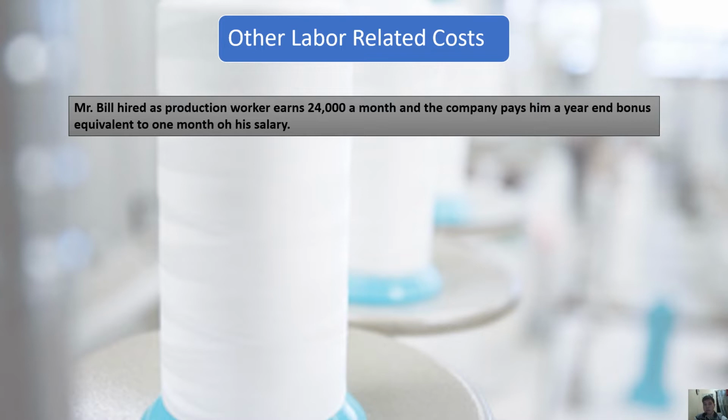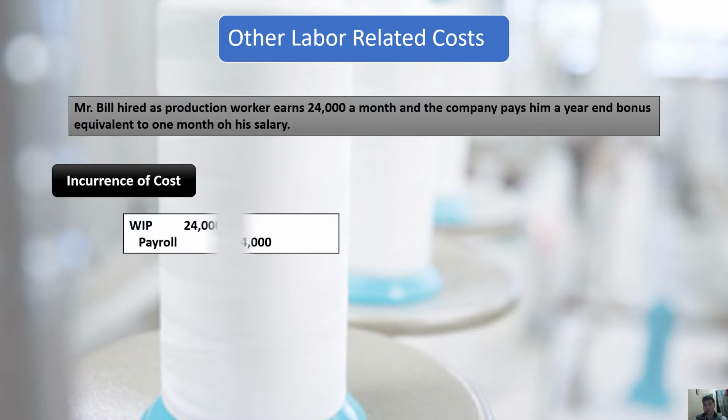So let's say for example, si Mr. Bill ay na-hire ng January 1. Ibig sabihin, January pa lang dapat nagre-recognize na po tayo ng accrual ng bonus. So upon January closing, kailangan po natin mag-prepare ng 2 journal entries related to his salary. The first one is the incurrence of cost, which is yung kanyang sahod talaga. In that case, ang simple naman ng ating record dyan: magde-debit lang tayo ng work in process inventory, 24,000. Then credit tayo ng payroll, 24,000 pesos.